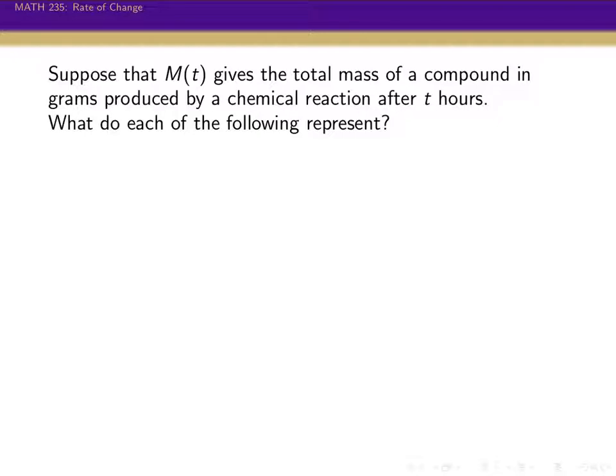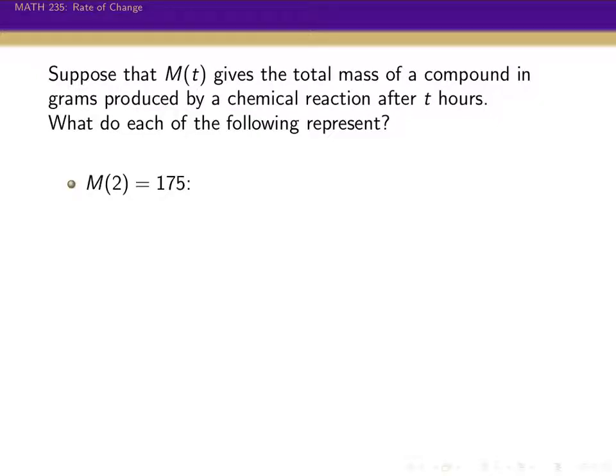So let's suppose that we have some function, m of t, and let's say that it gives us the total mass of a compound that's produced by a chemical reaction, where t is in terms of hours, and the units of our function is grams. And so let's think about what each of the following represent.